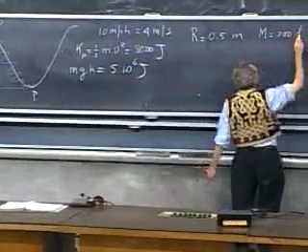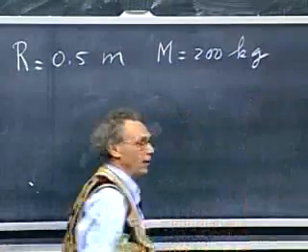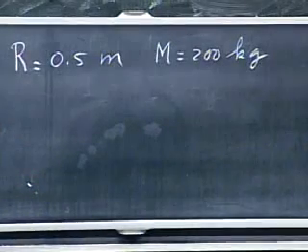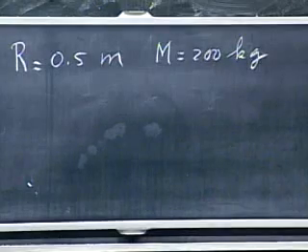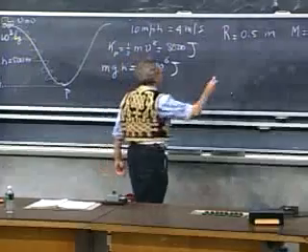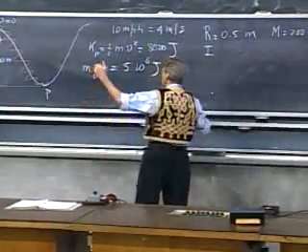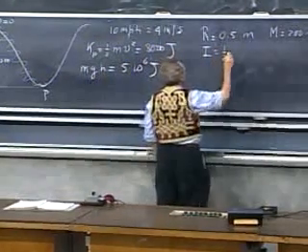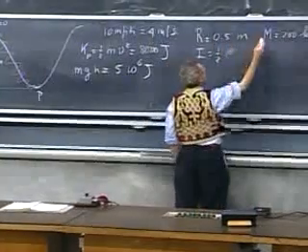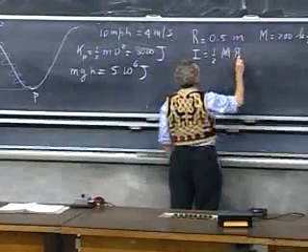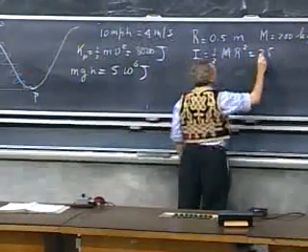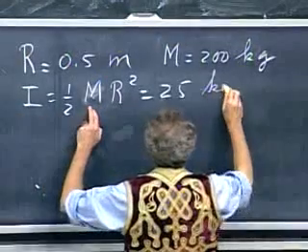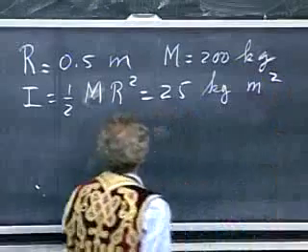And I give it a modest mass, so that the mass of the car is not going to be too high: 200 kilograms. That's reasonable. That would be a steel plate only 5 centimeters thick. The moment of inertia of this disk, if I rotate it about an axis through the center, perpendicular to the disk, is 1/2 M r squared, and that equals 25. The units are kilograms meters squared, if you're interested.